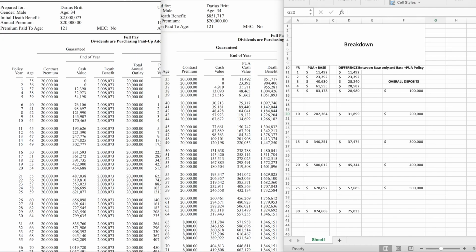Yes. So we're not going to be doing anything fancy. We're not going to be adding any term. We're not going to be playing with the numbers, doing the 10-90 splits and playing with the ratios. Exactly. We're just going to show you a traditional whole life insurance policy next to one with the paid up addition rider.